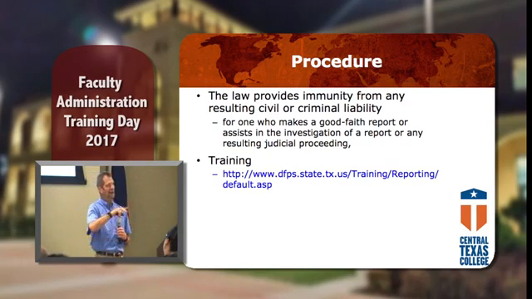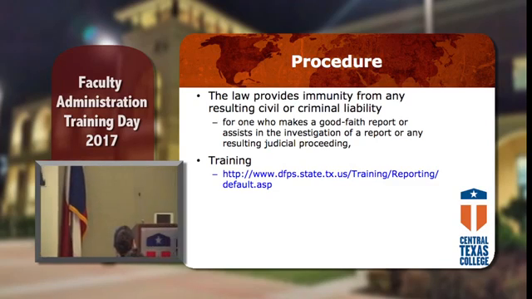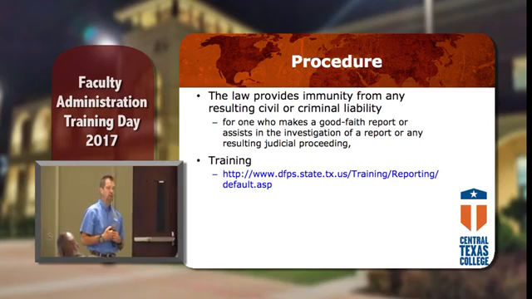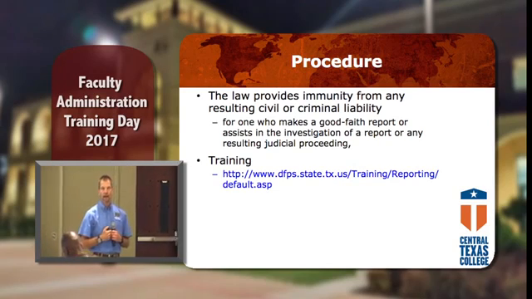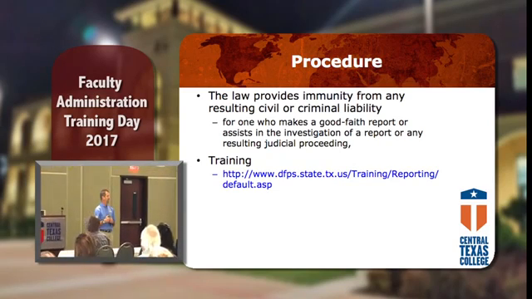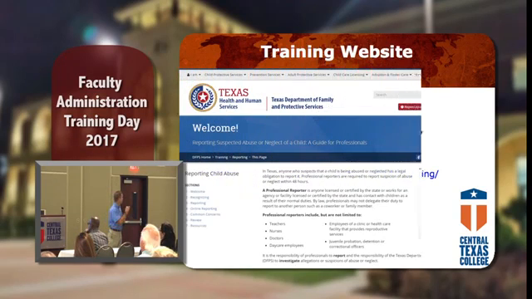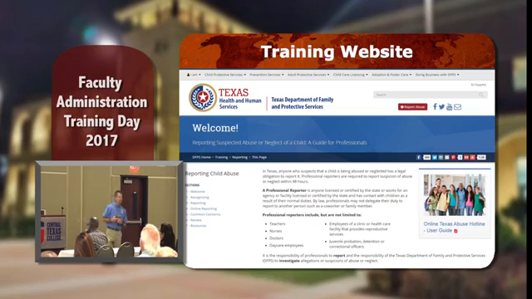Real good training. It's about an hour long if you go out and follow all the links and watch all the videos that go along with it on reporting child abuse and neglect. I would recommend that everybody get out there and go through that training. It issues a certificate from the Department of Family Protective Services when you're done. Just good information, good training, good to know kind of stuff, okay? This is what the website looks like. Nothing complicated, but real good information. Lots of good stuff.